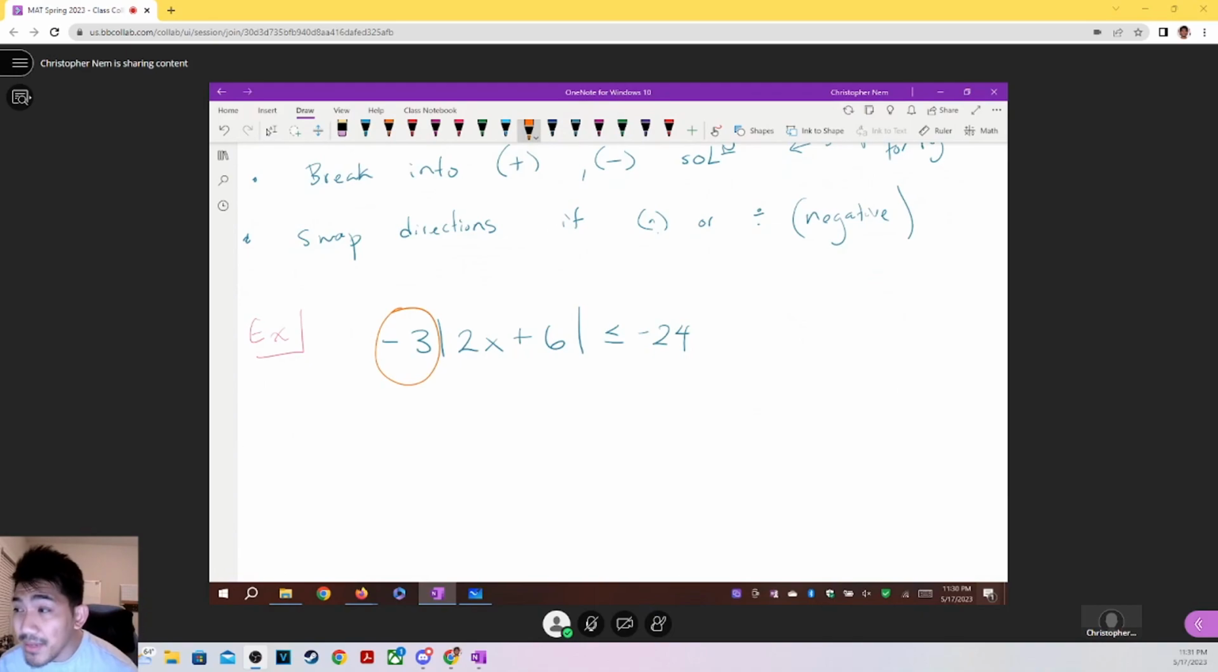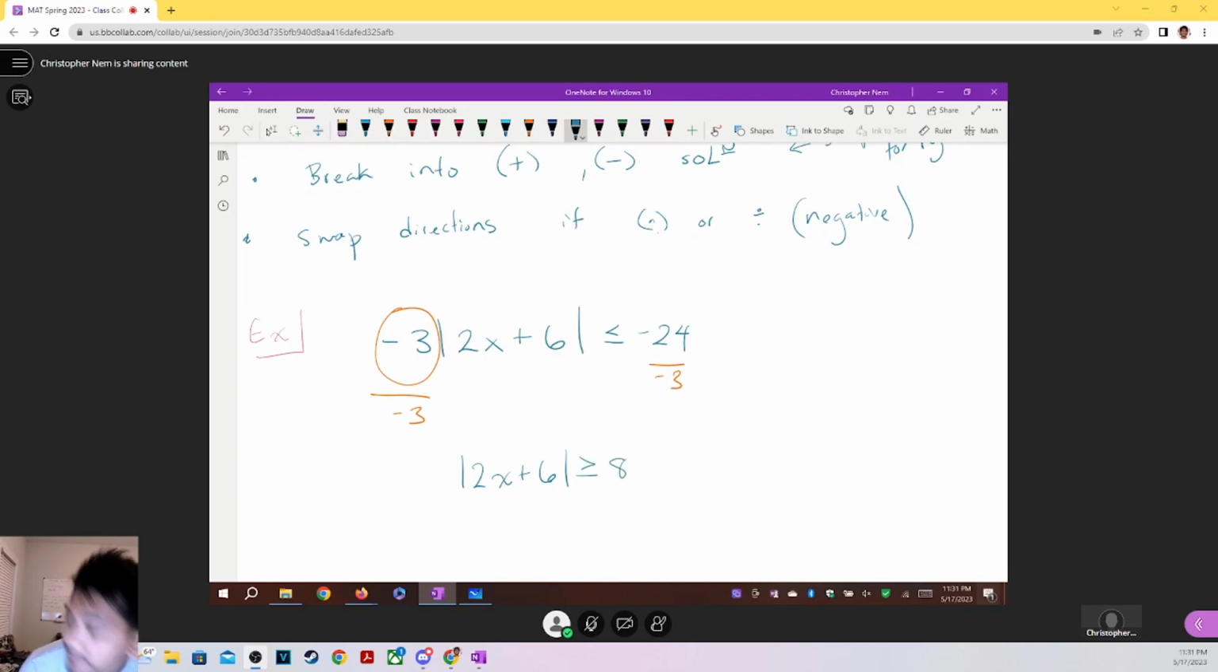Some of you guys may be tempted to say add 3 to both sides. However, this is still a monomial. This is negative 3 times an object. So I need to divide both sides by negative 3. And if you divide by a negative, you need to change the direction of your absolute value inequality. So this becomes greater than or equal to 8. Okay? You need to swap your direction.